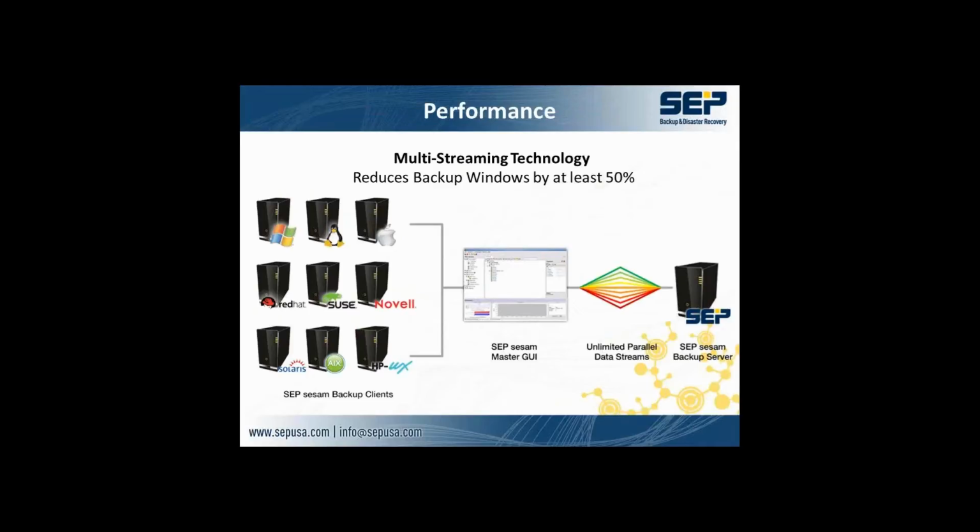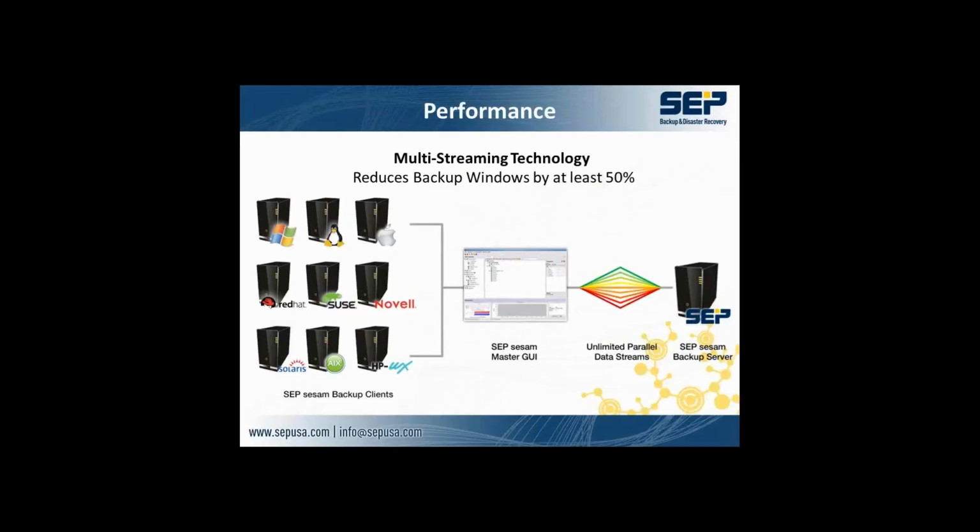And what that does is helps us leverage whatever bandwidth we have to work with, and really helps us maximize the multi-streaming. So if we were to back up these 9 servers, we could have anywhere from 9 up to 50 or 60 different streams running at the same time. So each one of these servers could have multiple streams coming off of it at the same time.